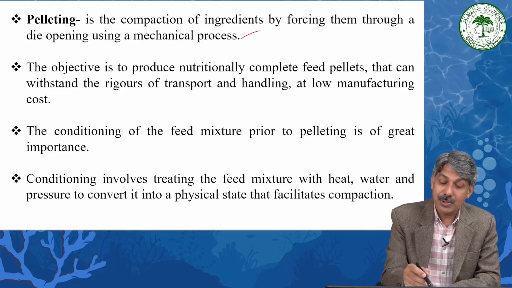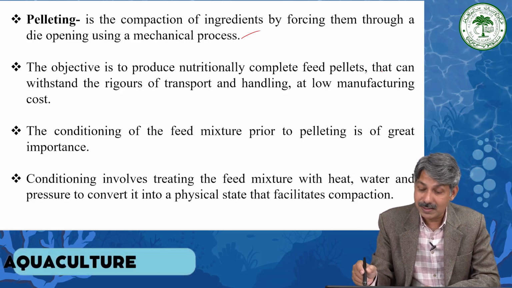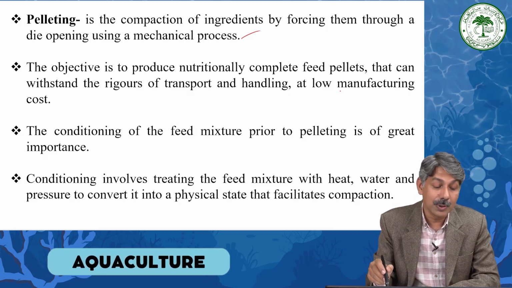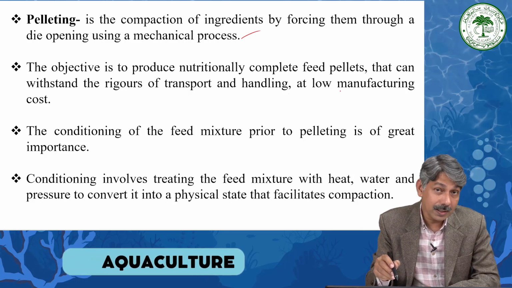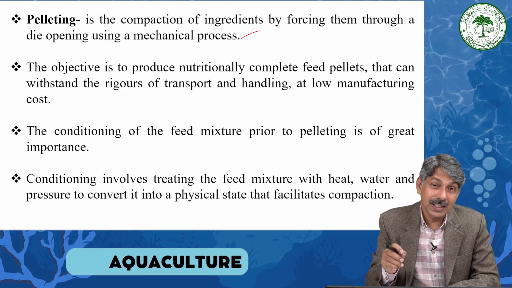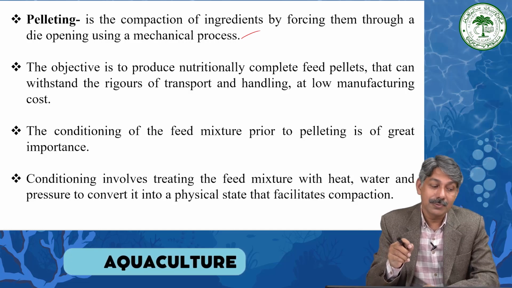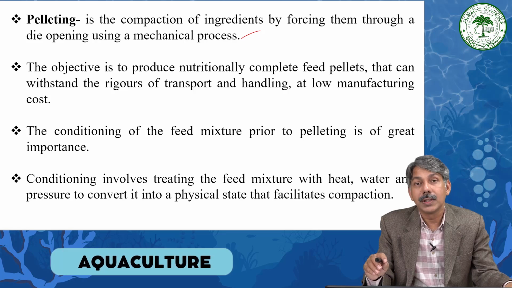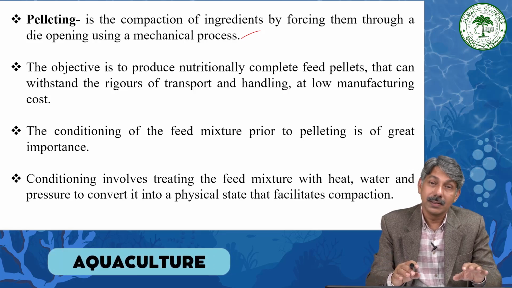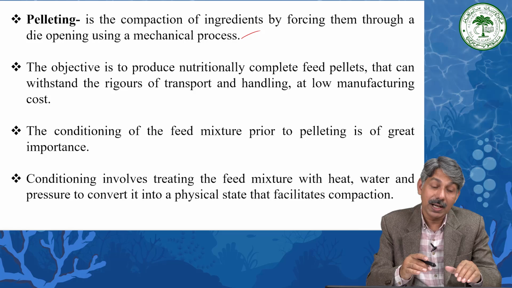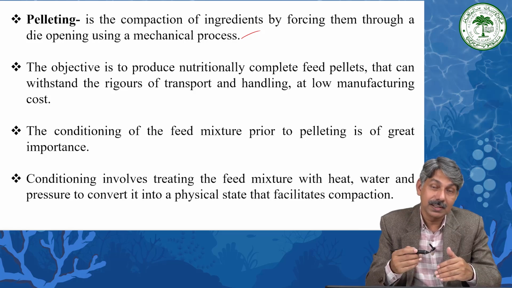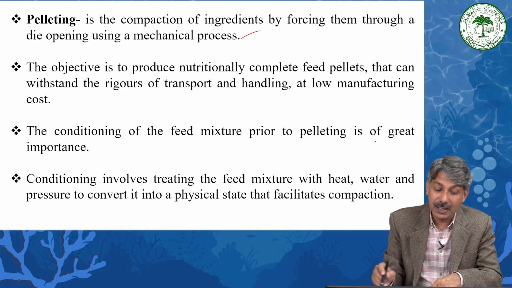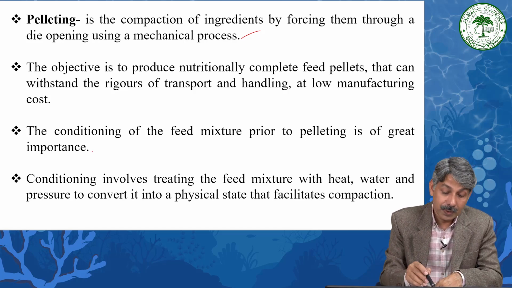So the objective is to produce nutritionally complete feed pellets that can withstand the rigors of transport and handling at low manufacturing cost. And those desired size pellets must have all the nutrients, or they must be nutritionally balanced. Because of that, the processes that we discussed earlier are also very important. The conditioning of the feed mixture prior to pelleting is of great importance.